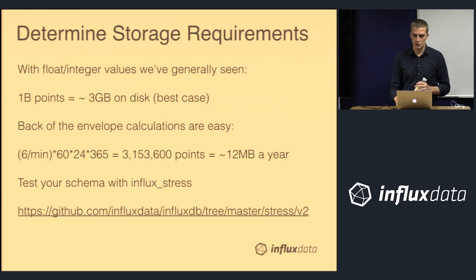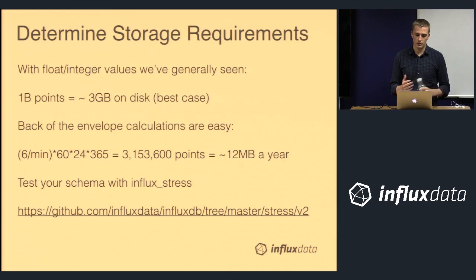And then in general for storage requirements, again, testing is the best way to go about this, but at the base level, floats and integer values are pretty cheap. So you can get almost 1 billion values in 3 gigs on disk. And it's also easy to calculate the general amount of on-disk data you need, especially if you've just got integers and floats. Strings are a little harder because the compression is a little bit more variable.